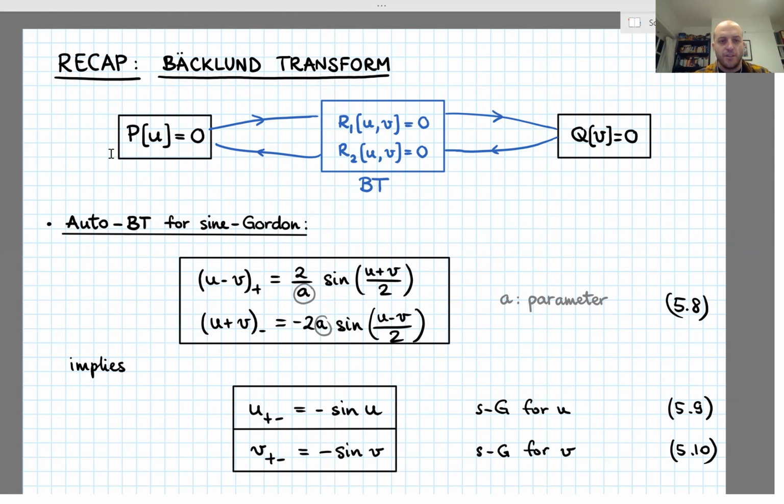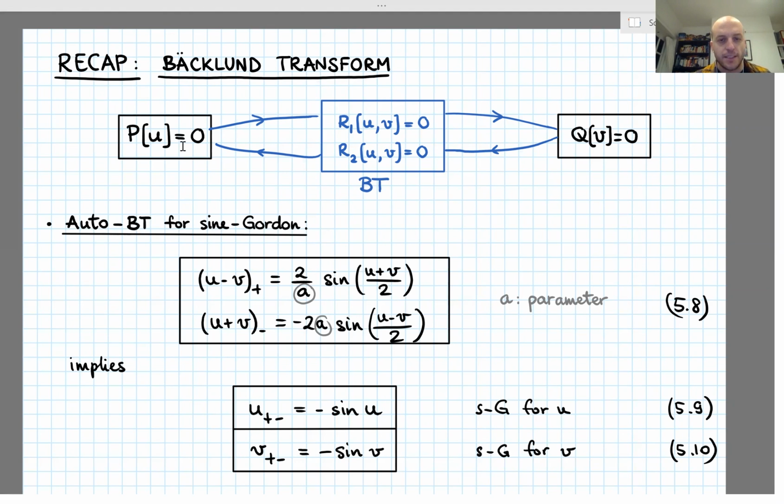Whenever given a u that solves the first differential equation P of u equal to 0, we can solve the pair of equations that define the Backlund transform, this pair of relations, to find the v which solves the second differential equation Q of v equal to 0. And vice versa, given a solution of Q of v equal to 0, we can solve the system of equations that define the Backlund transform to find the u that solves the equation P of u equal to 0.